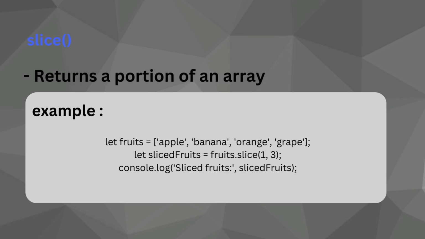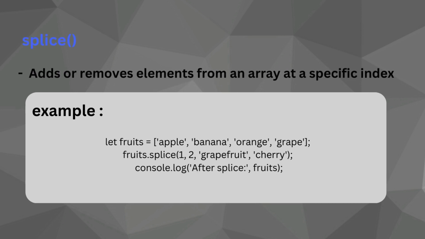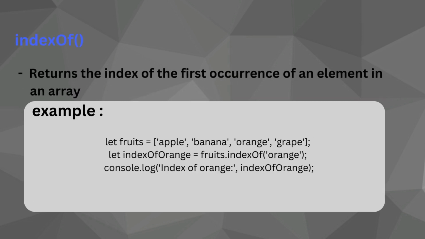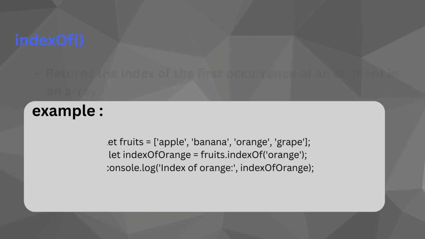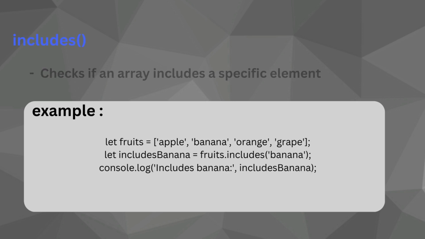Next method is indexOf, returns the index of the first occurrence of an element in an array. Next method is includes, checks if an array includes a specific element. Next method is forEach, executes a provided function once for each array element. Next method is map, creates a new array with the results of calling a provided function on every element.